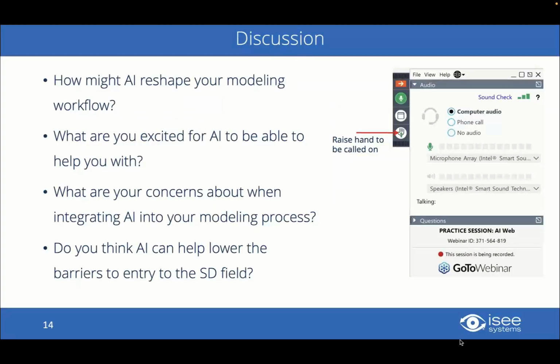At this point, I'd like to shift into a discussion where we talk about how AI might reshape your modeling workflow. What are you excited for AI to be able to help you with? What are your concerns about integrating AI into your modeling process? And do you think AI can help lower the barriers to entry to the SD field? Or any other concerns that you want to discuss among this group? Press the raise hand button in the panel in order to be called on by Kareem. Thank you.